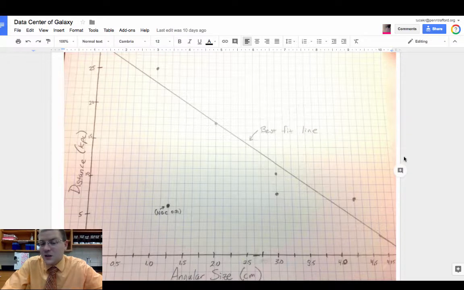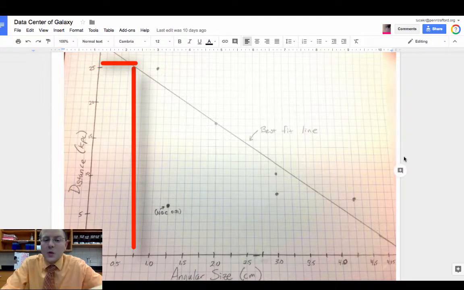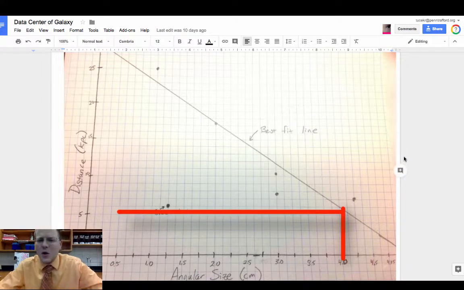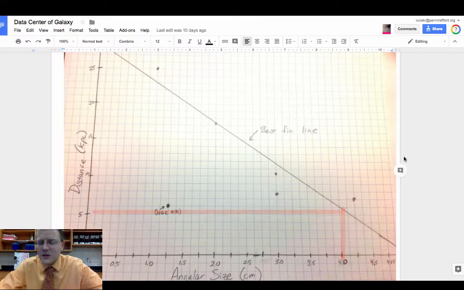Small clusters, as you see here on the far left of the graph, are very, very far away, while larger clusters are very, very close to us. Almost all the data matches up with that best fit line for this first 6 points. So I want you to use that information to figure out the rest of the distances.